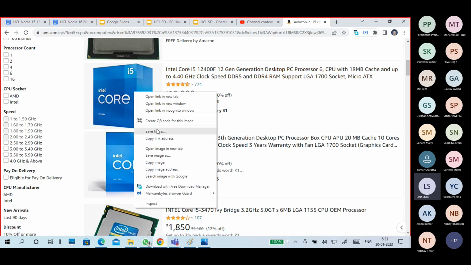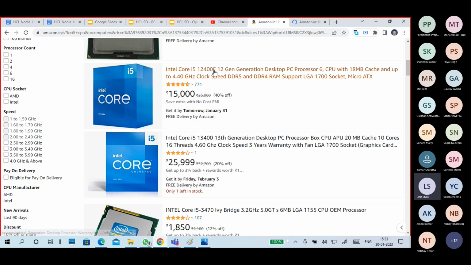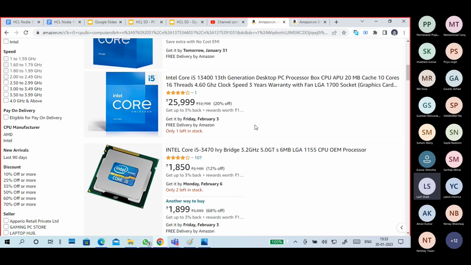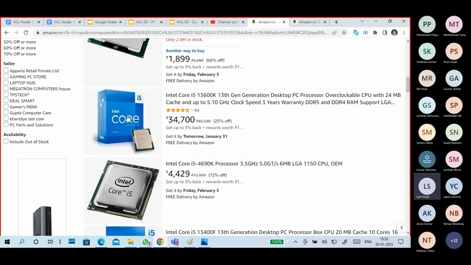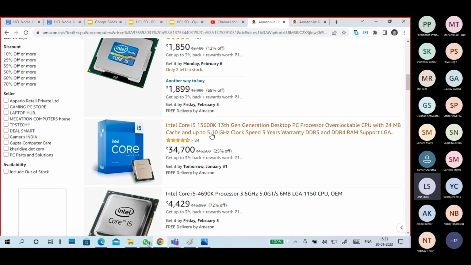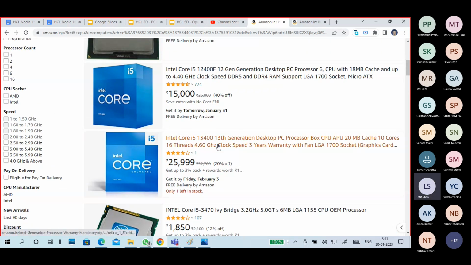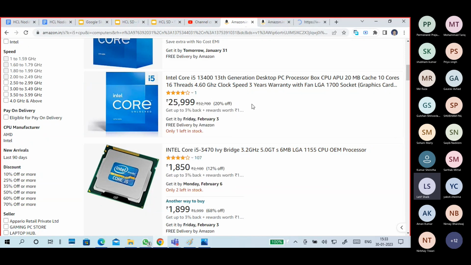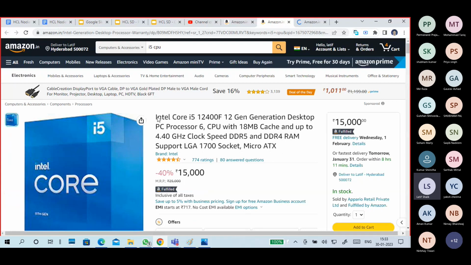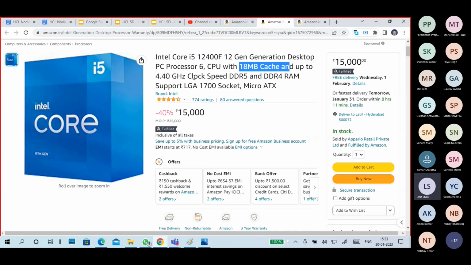12400F. F means, we can understand automatically, there is no built-in graphical memory. Then 13K, the 13th generation K model, and this is a non-specific model, but I will go to both. I'll show you. See, the Intel F model, 12th generation desktop. Number of cores is 6, cache memory is 18 MB. It supports DDR4 or DDR5, and the socket type is 1700. Because it is an F model, the cost will be reduced.